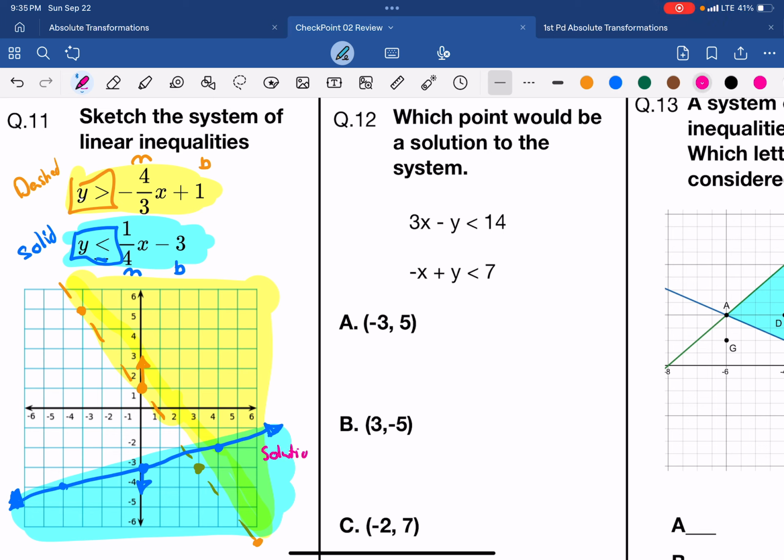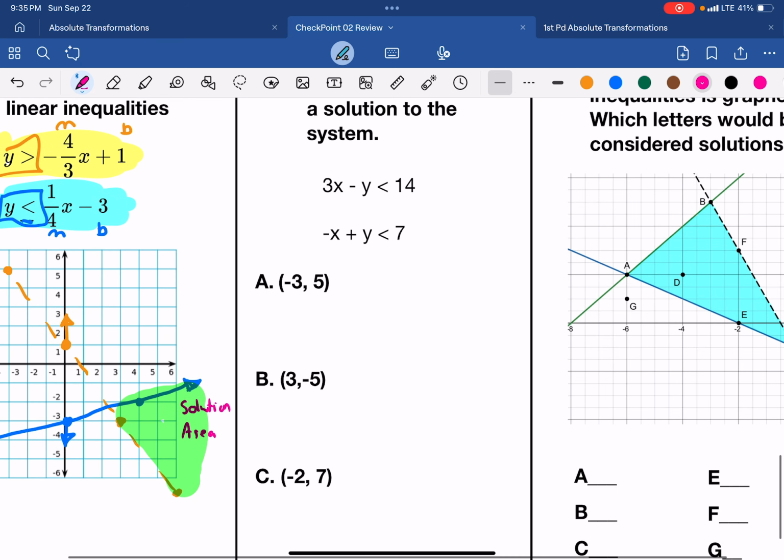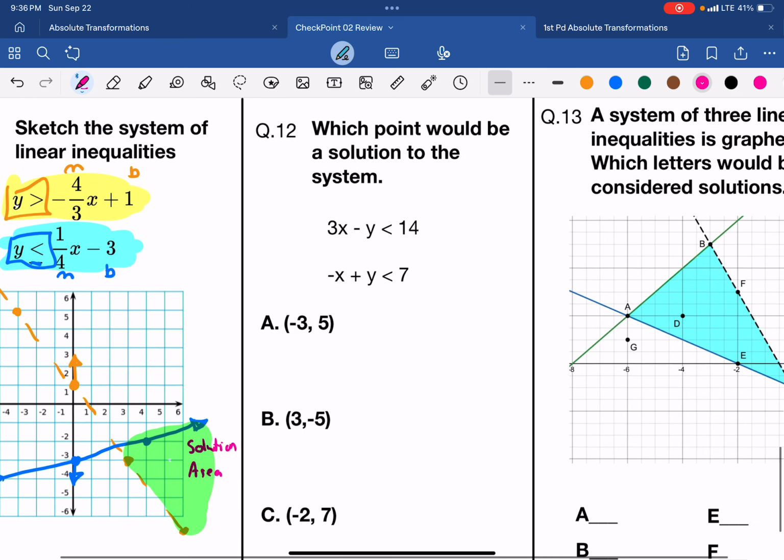Question number 12. Which points would be a solution to the system? Okay. We don't have a graph or to graph them. All right. So there's a couple things we could do. We could plug in, and that's exactly what I'm going to do. I'm going to start with A. This is my X. This is my what? Y. And I'm going to start plugging into this one because that's easier. So -3 plus 5 is less than 7.